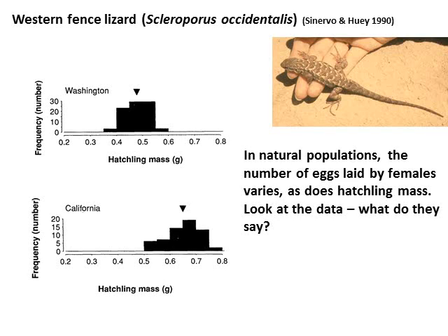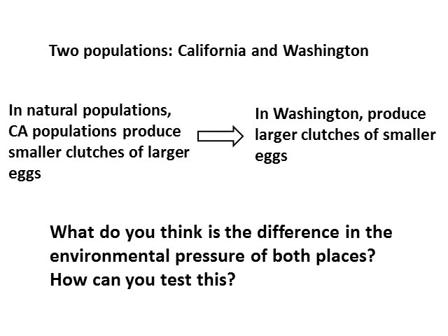So this is looking at western fence lizards, and these are two different populations, California and Washington. Here you can see that in California, on average, the hatchlings, so the lizards that hatch out of eggs, are larger than the hatchlings in Washington state. These are natural populations. California produced smaller clutches of larger eggs. In Washington, they produce larger clutches of smaller eggs. You can surmise that the predation pressure is greater in one of these populations. You should be able to guess which one that is.